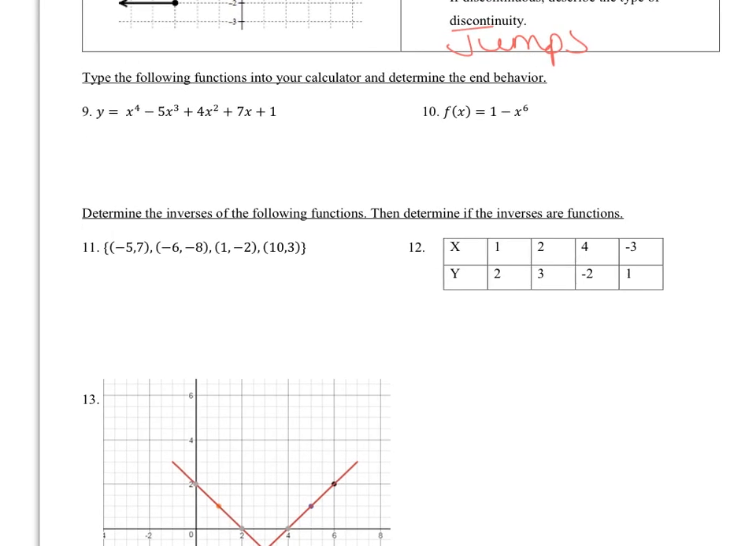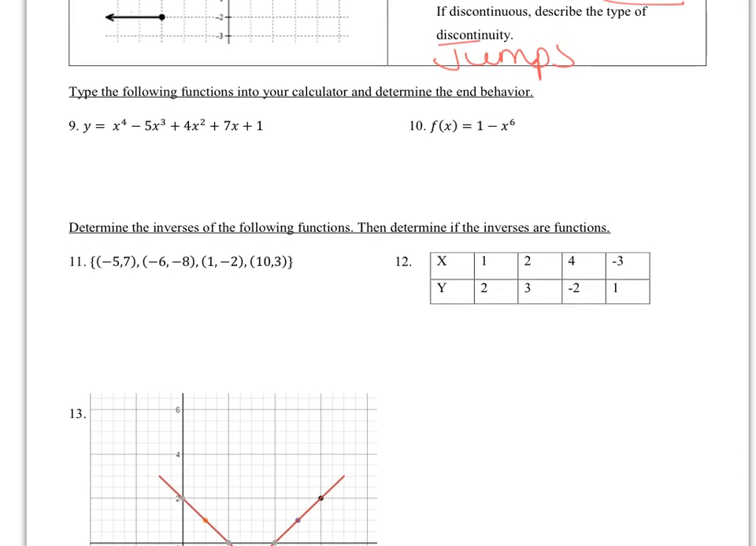All right, let's look at number 9. It says type the following functions in your calculator and determine the end behavior. So I'm going to see if this is going to work. Let me see if I can open up a camera. Hopefully you're able to see my calculator, and I'm going to scoot it down so I can see the equation.